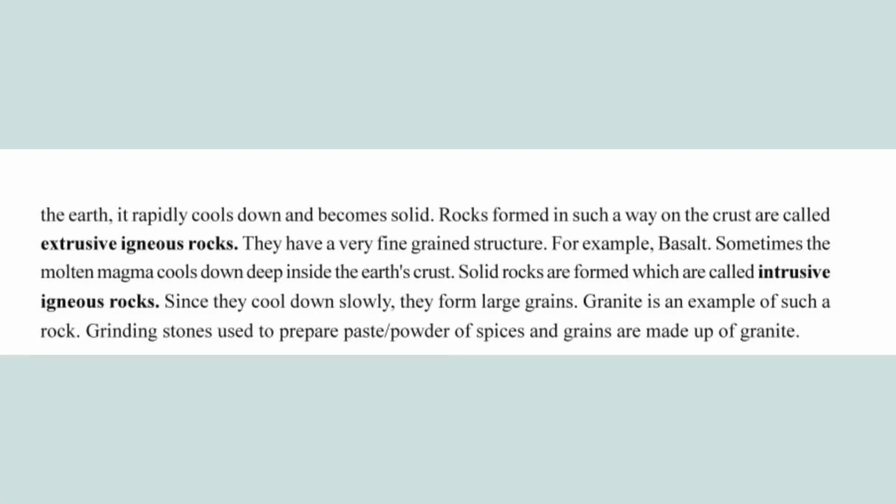They are either intrusive or extrusive. As the name suggests, intrusive means they cool inside the earth's surface, so they are not visible on the earth's crust, and they cool very slowly. They form large particle size, and the common example is granite, which is found inside the earth's crust.